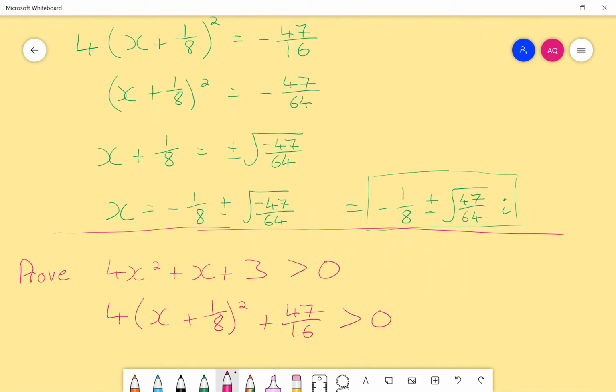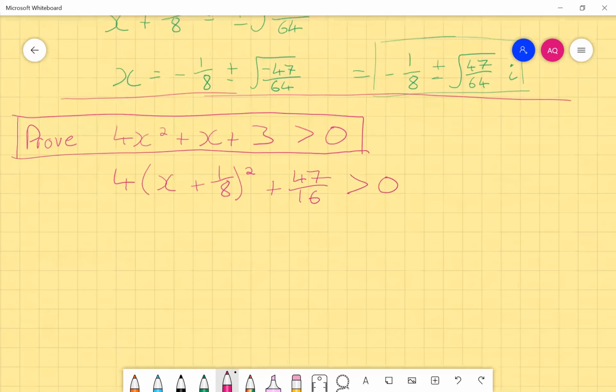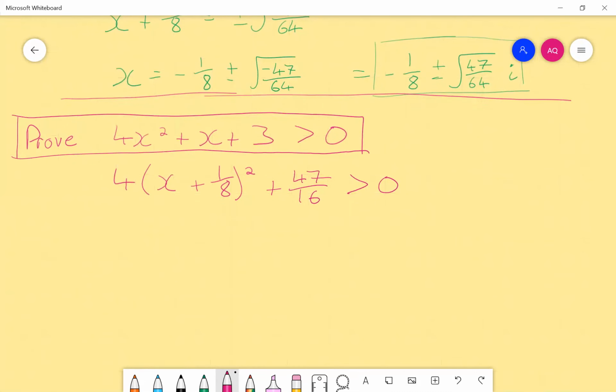If you were asked to prove that this equation is always greater than 0, we should be thinking that we want to complete the square. The reason we want to complete the square is we know a completed square is never negative. So what we have then is this is greater than or equal to 0 for any value of x because it's a square, and then also this is greater than 0. So when you have something greater than or equal to 0 and you add something greater than 0, your result must be greater than 0. So that's proven through completing the square as well.